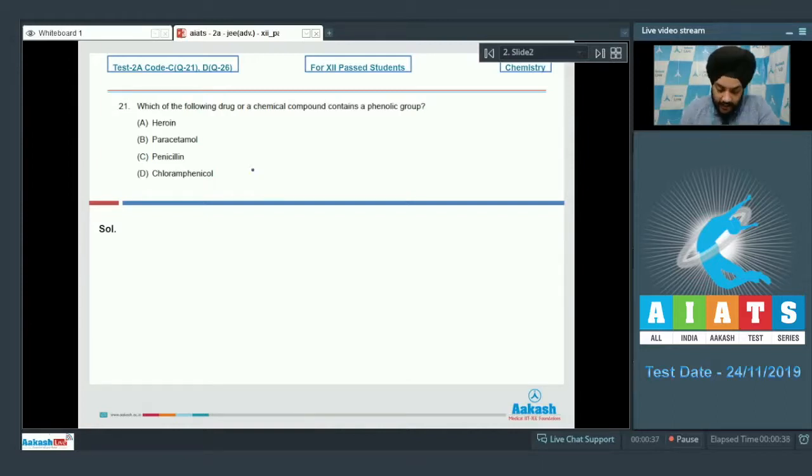It says, which of the following drug or a chemical compound contains a phenolic group? If you look at the options which are given to us, students, we've been given heroin, paracetamol, penicillin and chloramphenicol. The structure of paracetamol contains a benzene ring, an OH group and an acetylated amine group. So for question number 21, we have to mark the correct answer as option B, which says paracetamol.